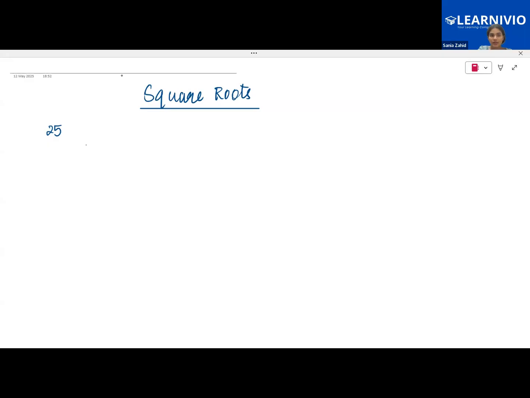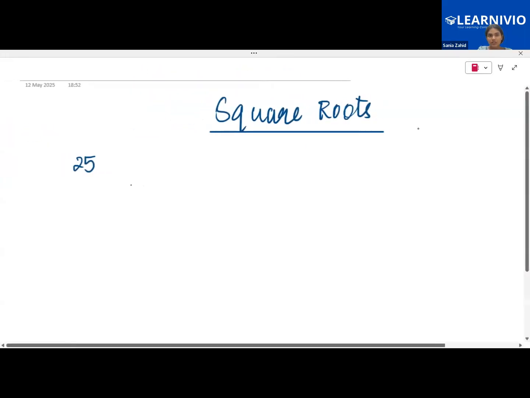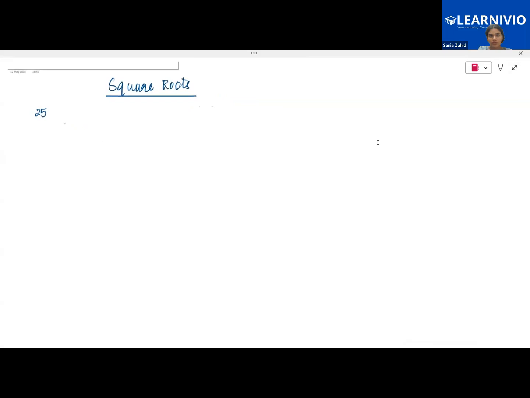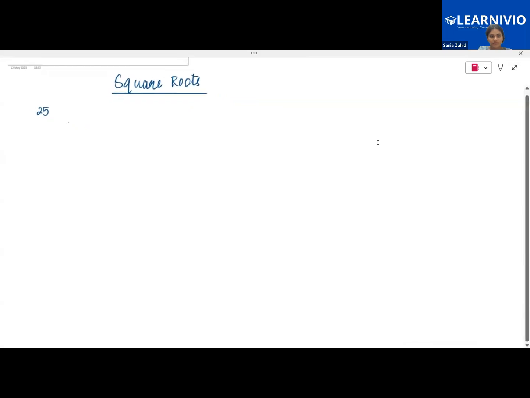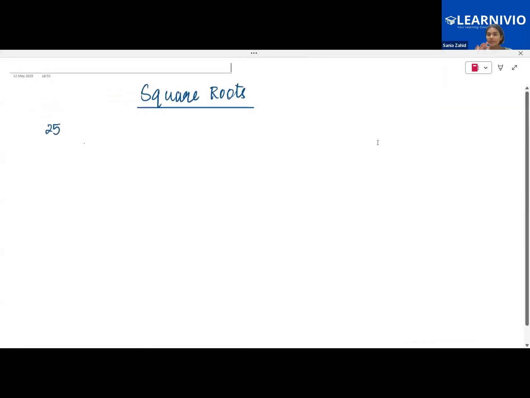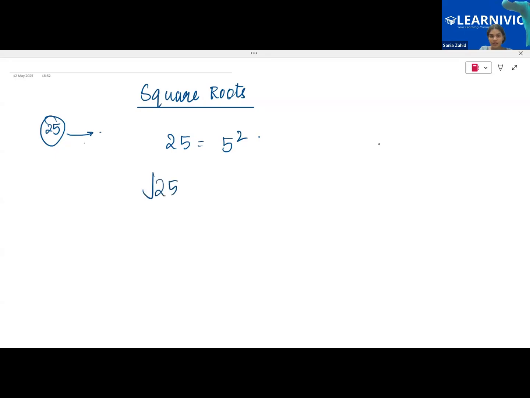Okay, children. So now if I have 25, let's try to find out that 25 is the square of which number? Can you tell me? 5. So 25 is equal to 5 square. So that means 25 is the square and 5 is the square root. Okay. So can I write down under root 25 is equal to 5? Okay, this is one way of writing.